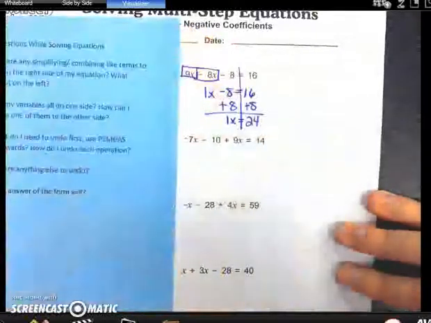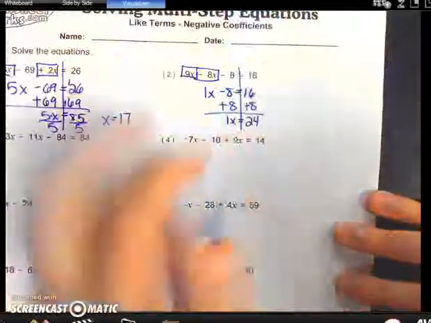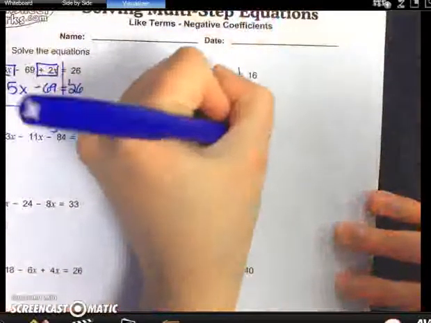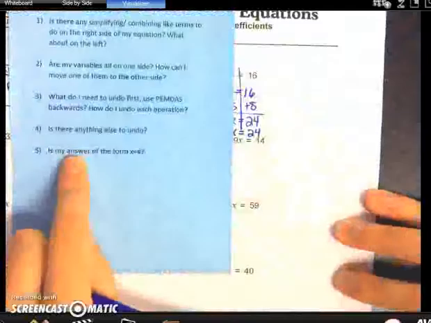And then number 4, is there anything else to undo? Well, I have 1x here, which remember is just really x. So I have x equals 24. And I can double check that. Is my answer in the form x equals a number?